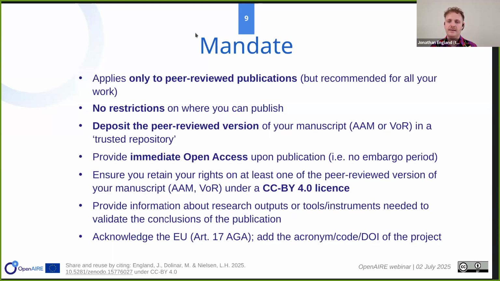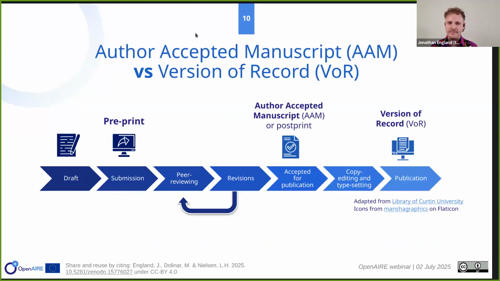You need to apply an open license, so a Creative Commons Attribution license, on one of those peer-reviewed versions of your manuscript. And again, I'm repeating myself, but it's something that they do insist on: providing information about research outputs. And obviously acknowledge the EU and add the acronym and the DOI of the project inside the publications.